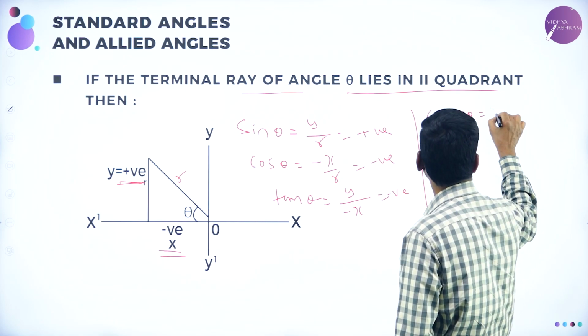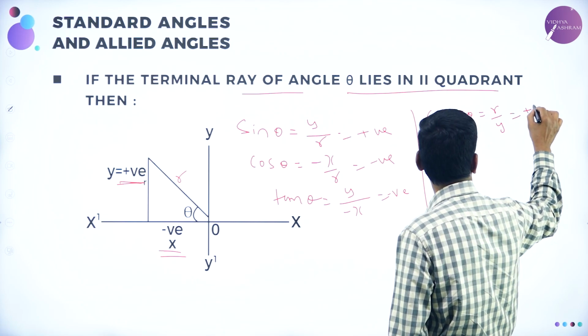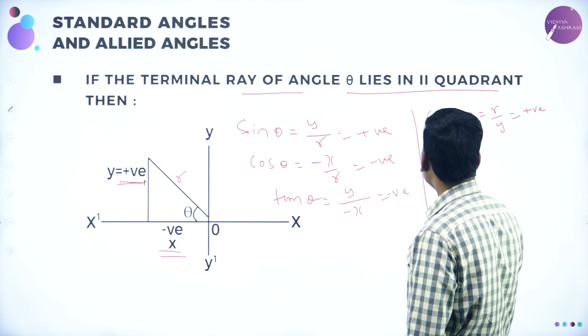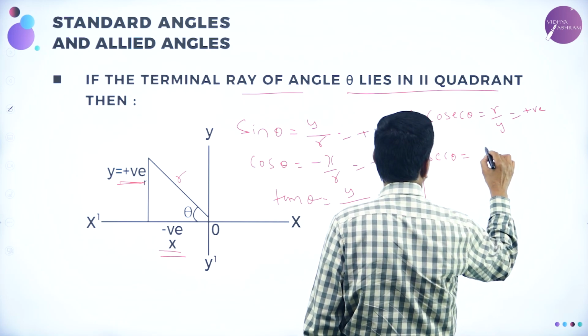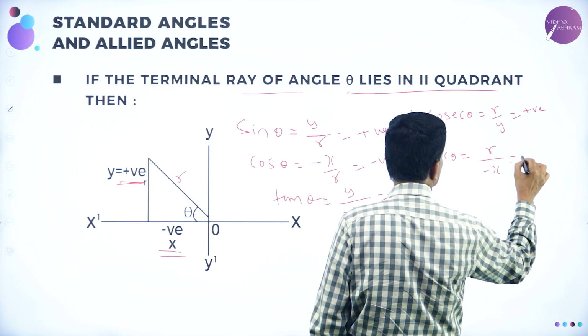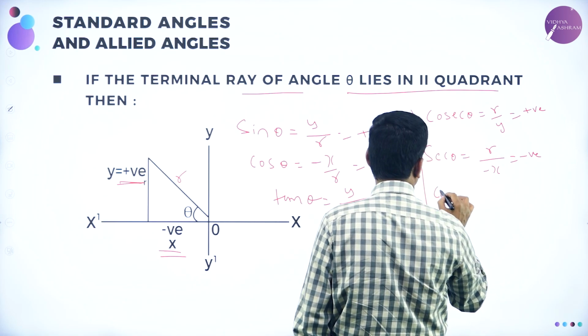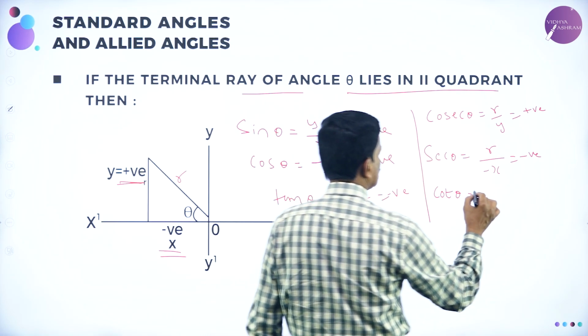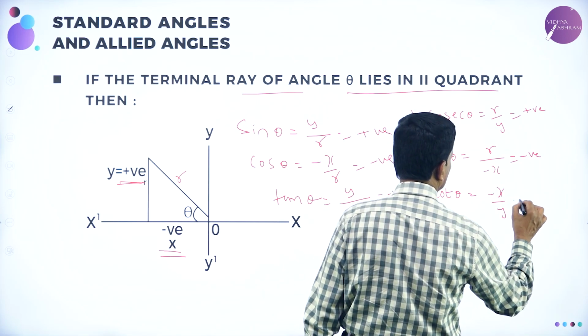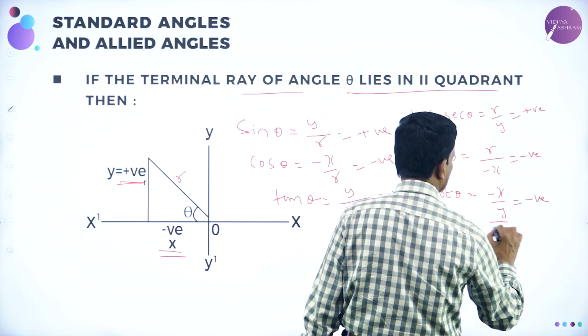Cosecant theta is equal to r by y. This is again a positive quantity. And then secant of angle theta, secant theta is equal to r by minus x. This is a negative. And the final one, cot theta. Cot theta is equal to minus x divided by y. That is also equal to negative.